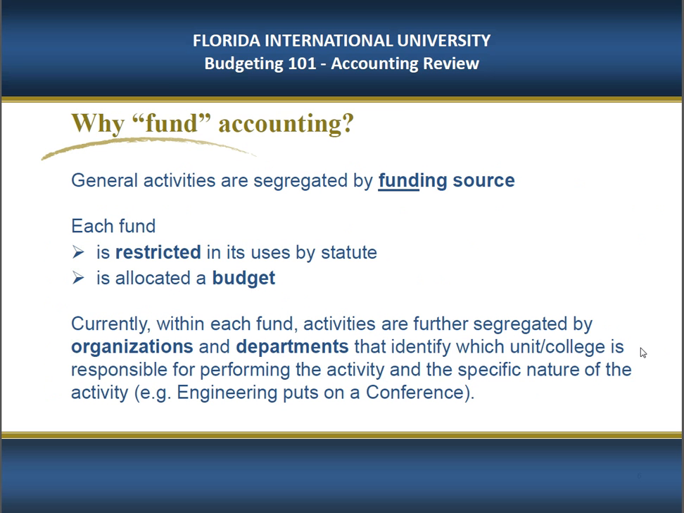Why is it called fund accounting, though? General activities are segregated by funding sources. So depending on where the money comes from, we have to track that money and the uses of that money separately. Each fund is restricted in its uses by statute. These are actual laws and rules. And each fund separately is allocated a budget.